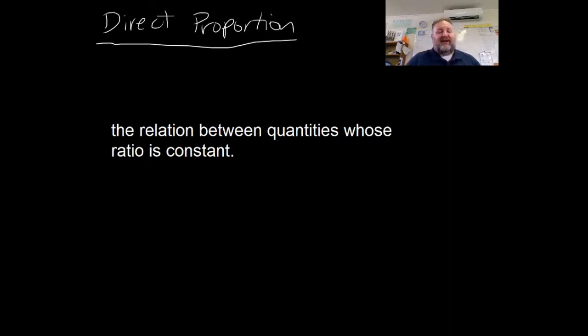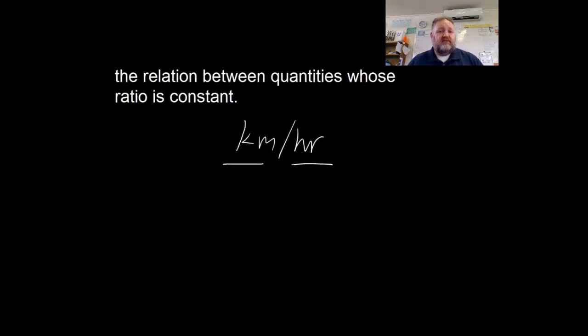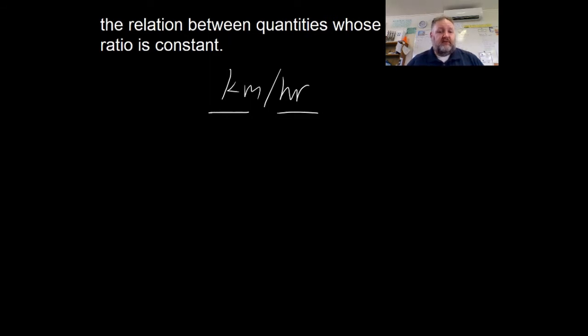Okay, so direct proportion. When we're talking about direct proportion, we're really talking about the relationship that exists between two quantities where there is a constant ratio. Some of the examples that we've used in class have been kilometres per hour, where the number of kilometres you travel is constant based on the number of hours that you travel. It's really important to know that anything in direct proportion, when it gets graphed, ends up looking like a straight line, a linear equation, so to speak.